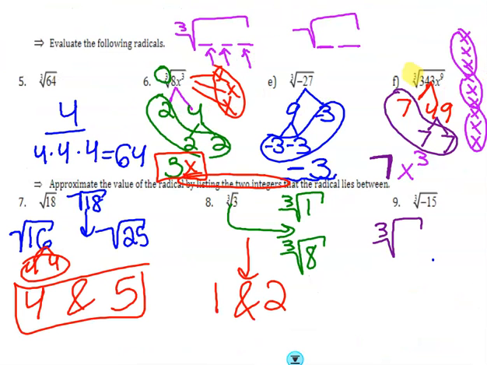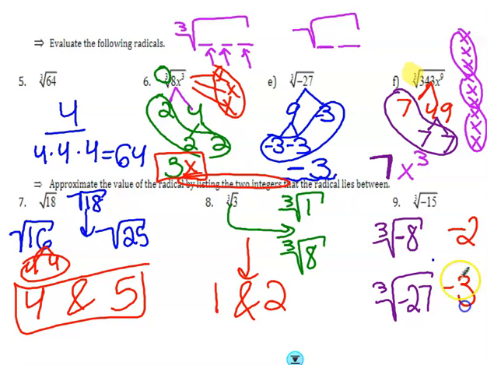So the cube root of negative 8 and the cube root of negative 27. So what is the cube root of negative 8? That would be negative 2. And the cube root of negative 27 would be negative 3. So your answer would be between negative 2 and negative 3. Right? So that's how we approximate.